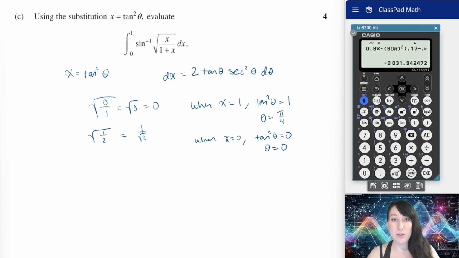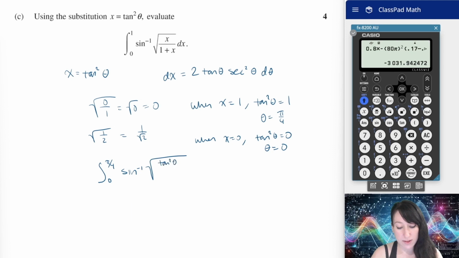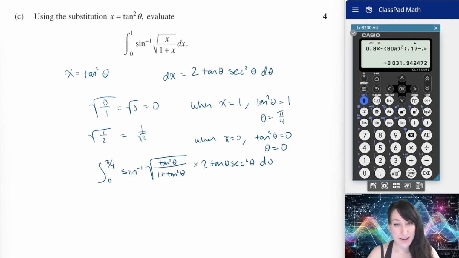So let's substitute into this integral. We'll now be integrating from 0 to pi over 4 of sine inverse of the square root of tan squared theta over 1 plus tan squared theta, times 2 tan theta secant squared theta d theta. Now, from our Pythagorean identities, we know 1 plus tan squared theta is secant squared theta.